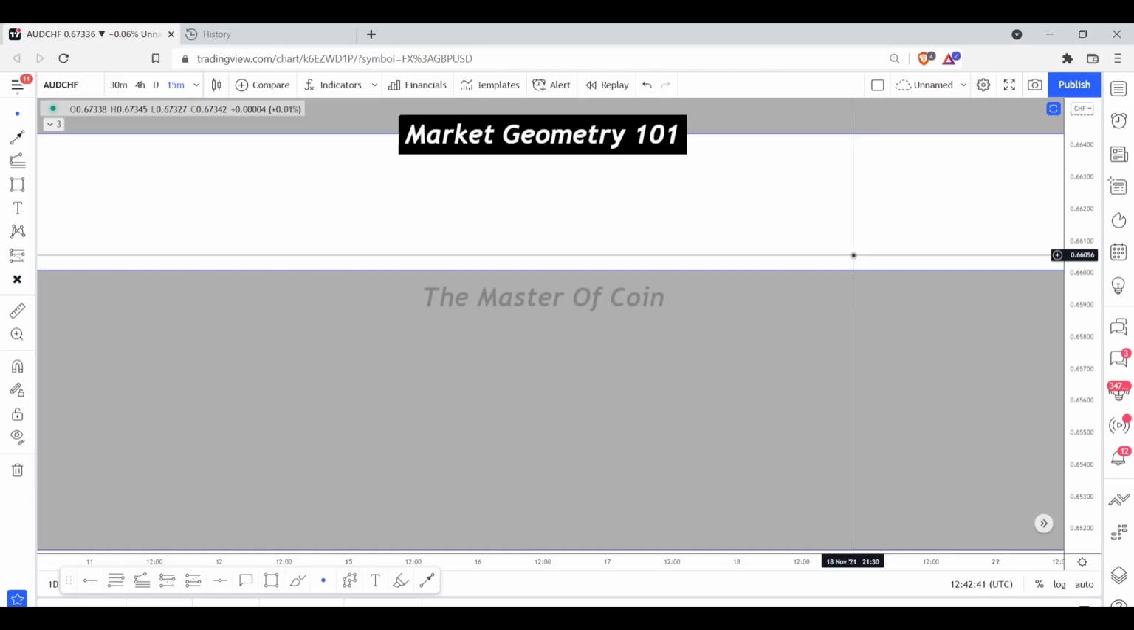Now, you may be wondering, what the hell is market geometry? Guys, market geometry is simply being able to understand the intention of every single move in the market. I used to believe that trading was random, right? I used to think the market was random and there was no way we could predict or even know what was going on.